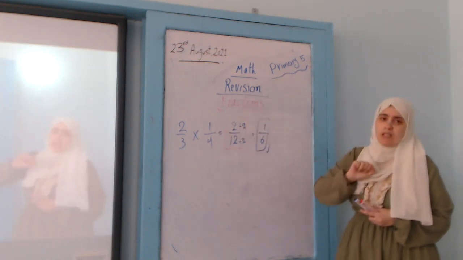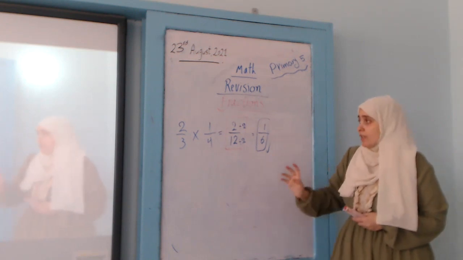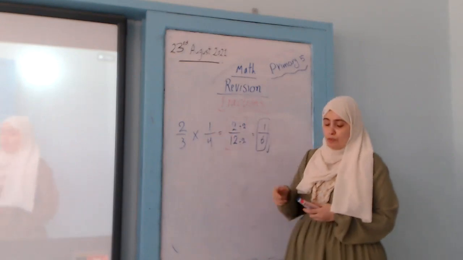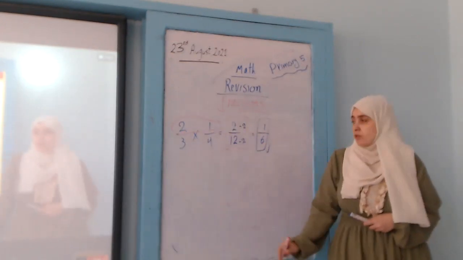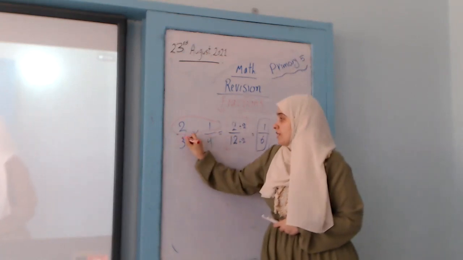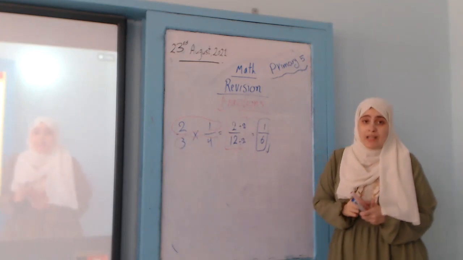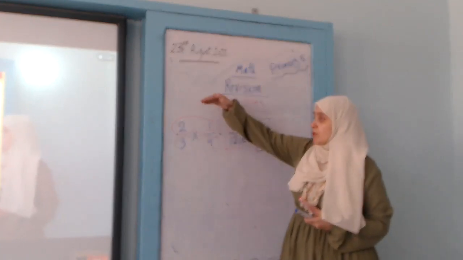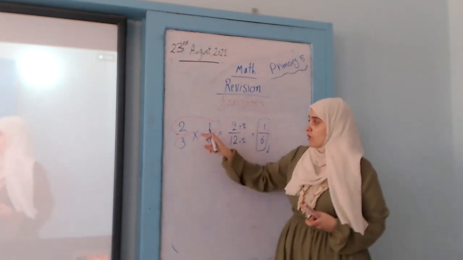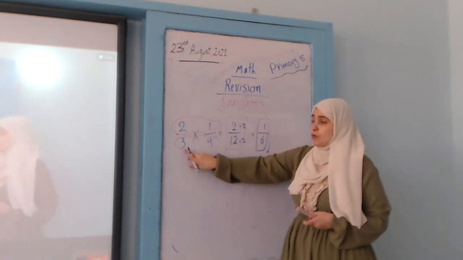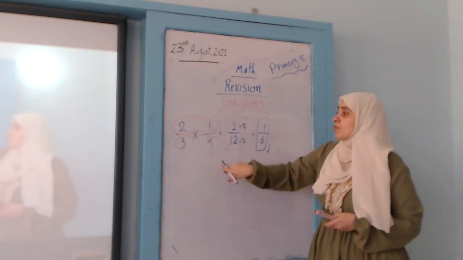without making this method. I can use another method. It's simplifying. Here, 2 over 3 multiply 1 over 4. 1 and 2 are the numerators of the two fractions. 3 and 4 are the denominators of the two fractions. I can divide or simplify between up and down. Okay? Look, 2. Can I simplify 2 with 3? No. But I can simplify 2 with 4.